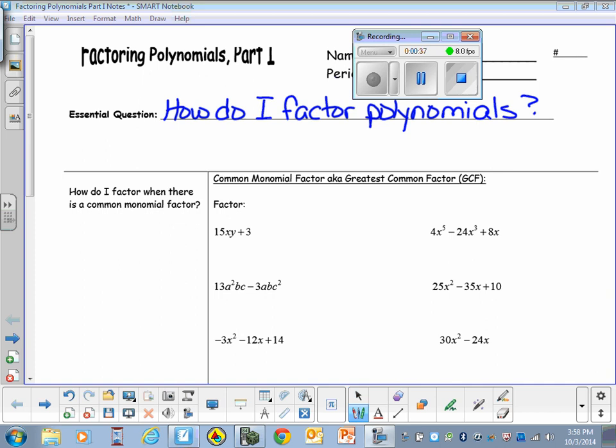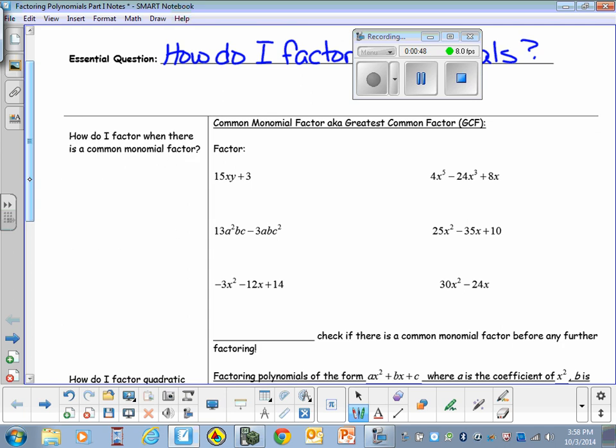All right, to begin with, we sometimes have to factor out a common monomial, or a greatest common factor from our polynomial. If you recall, a greatest common factor is the largest number that you can divide into both of the numbers you're looking at. As I look at 15 and 3, I can divide both of those by 3. And if I divide each of these terms by 3, 15 divided by 3 is 5, keep the xy, plus 3 divided by 3 is 1.